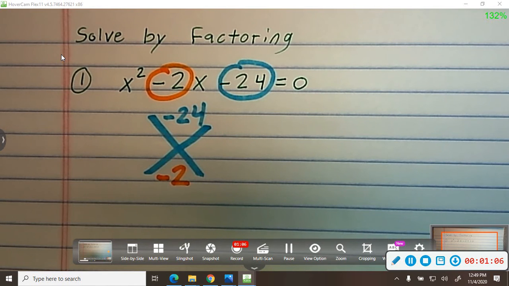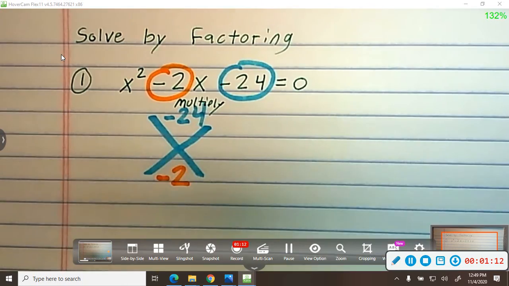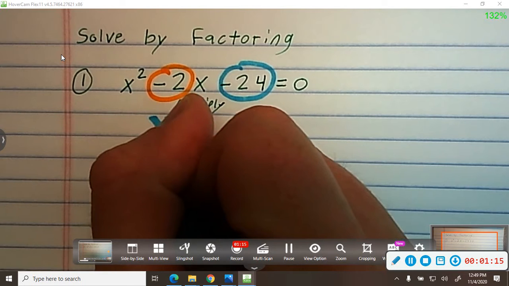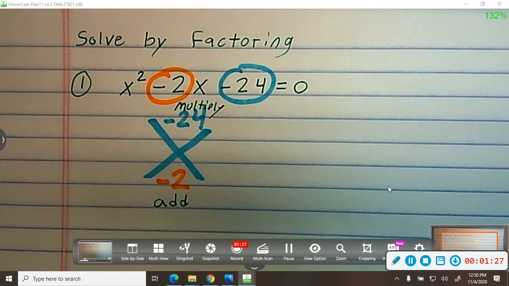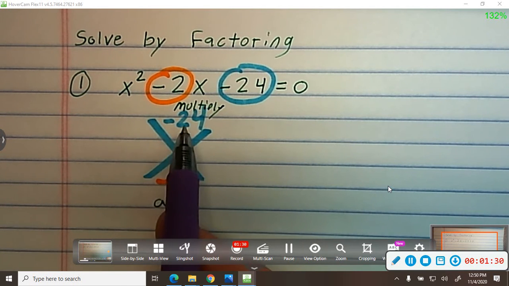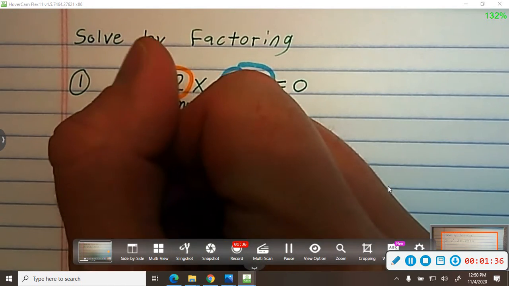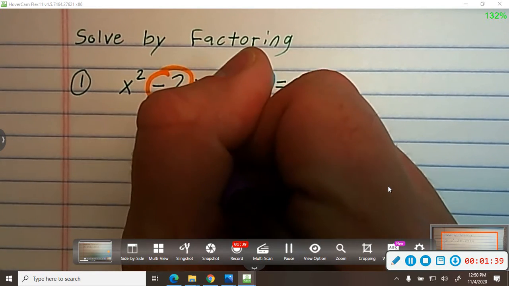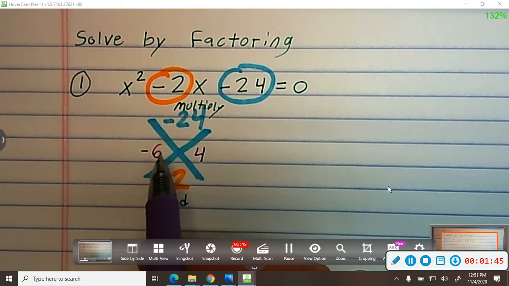And I am trying to find 2 numbers that multiply to negative 24 but add to negative 2. And those of you that are really good at multiplication tables, you could probably spit out the answer. So when I'm thinking of negative 24, what multiplies to negative 24 but adds to negative 2, negative 6 and 4. Negative 6 times 4 is negative 24. Negative 6 plus 4 is negative 2.